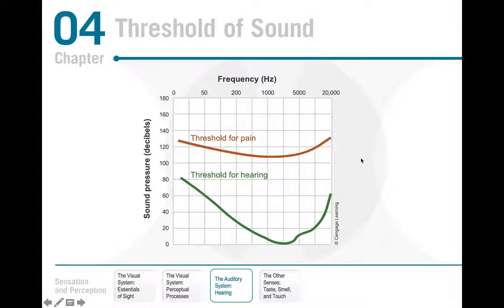Timbre refers to the purity or complexity of sound. Think of a note with precisely the same loudness and pitch played on a piano and then on a violin.